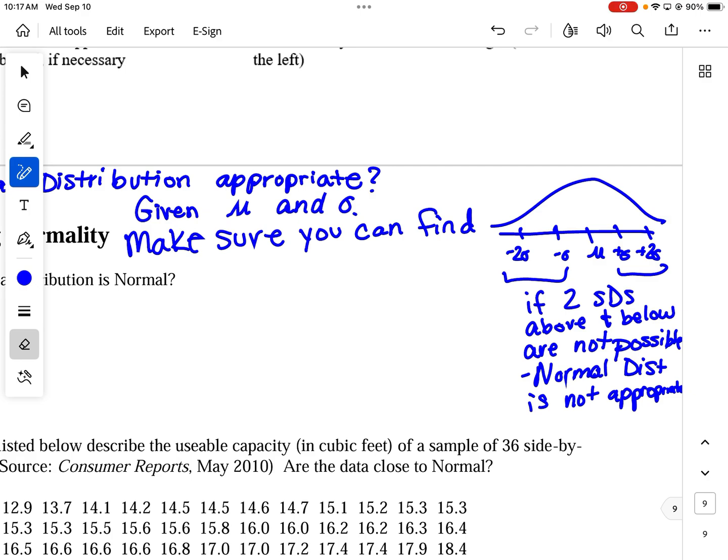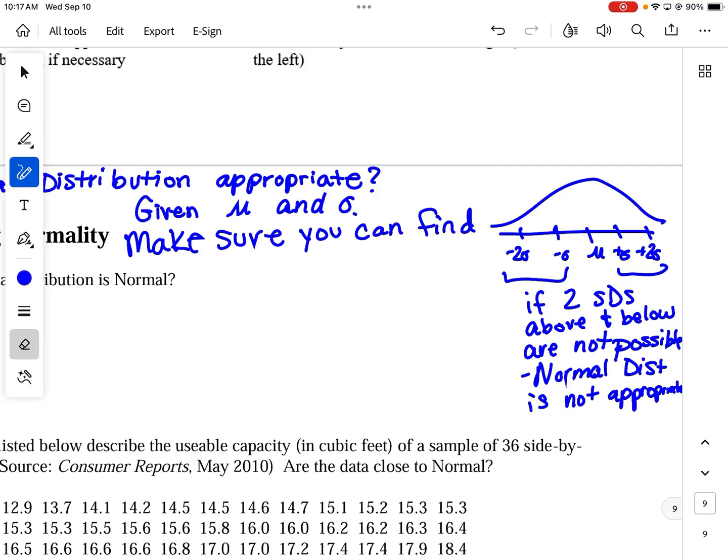So we'll have a graph of our normal distribution curve with mean in the middle. And then you want to be able to go above and below by two standard deviations. So I wrote mean and then I put plus standard deviation, plus two standard deviations. Then I went negative standard deviation, negative two standard deviations. Because everything under the curve adds up to 1.